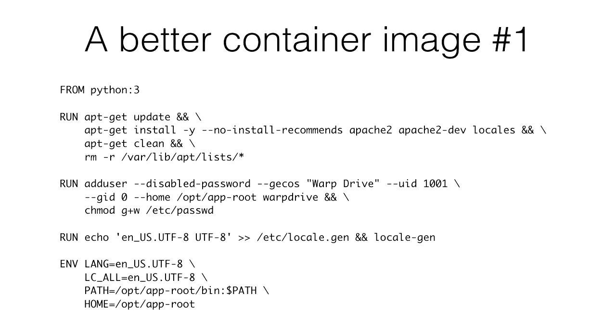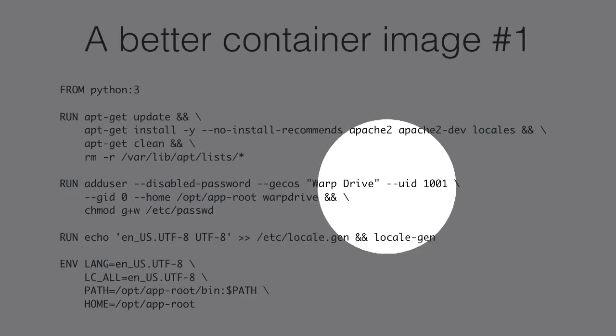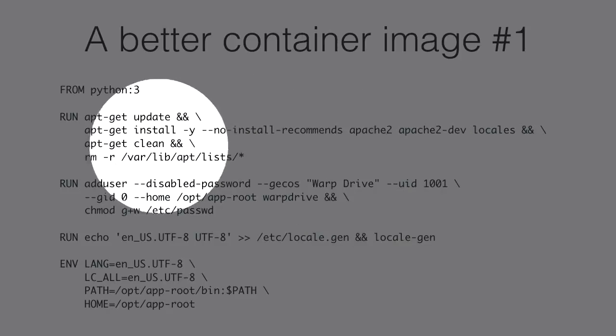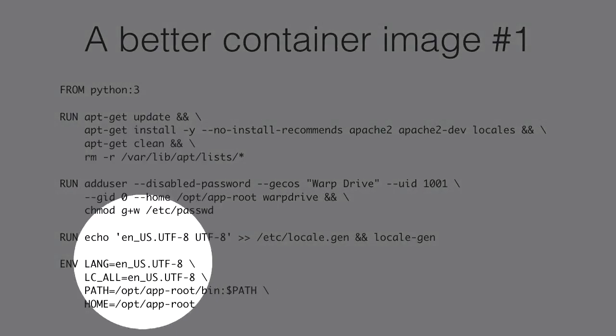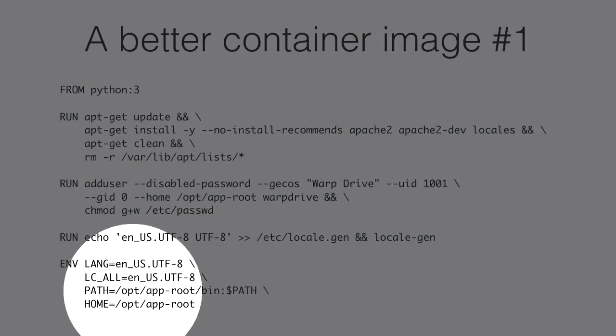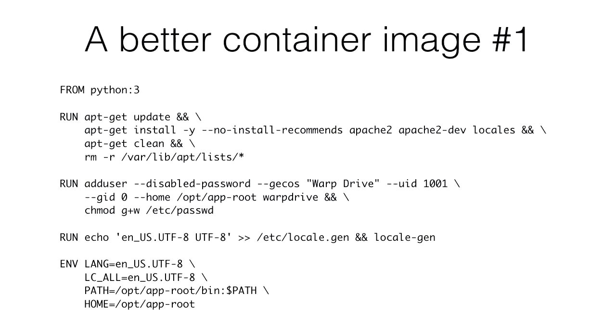So what's a better container image look like? Again, I install Apache up the top. I don't want to run as root, so I'm going to add a user, use the user ID, and put it in group root. I still fix up my locale stuff because of the broken base image. And down the bottom, I'm going to set a home directory because otherwise you wouldn't normally get one. And I'm going to set a path to where I'm going to install things.